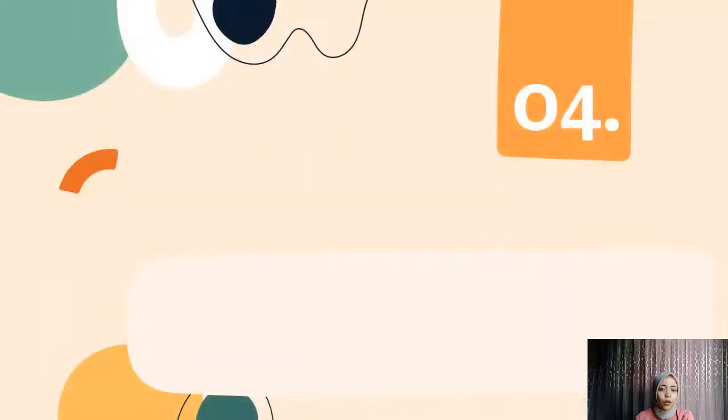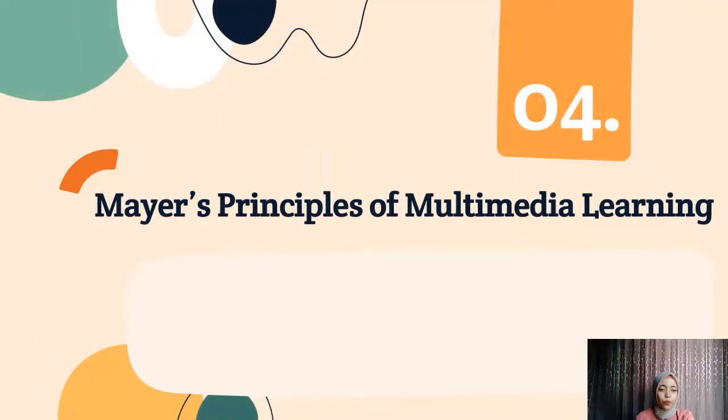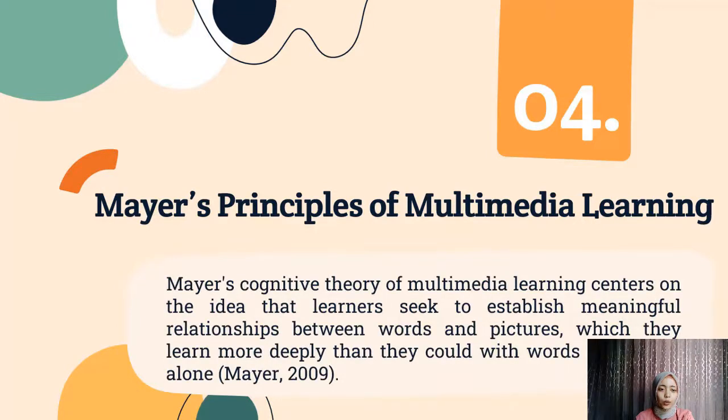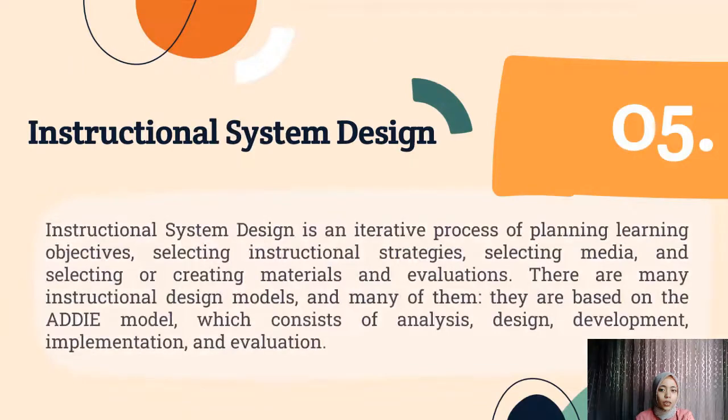Number 4, Mayer's principles of multimedia learning. Mayer's cognitive theory of multimedia learning centers on the idea that learners seek to establish meaningful relationships between words and pictures, by which they learn more deeply than they could with words or pictures alone.